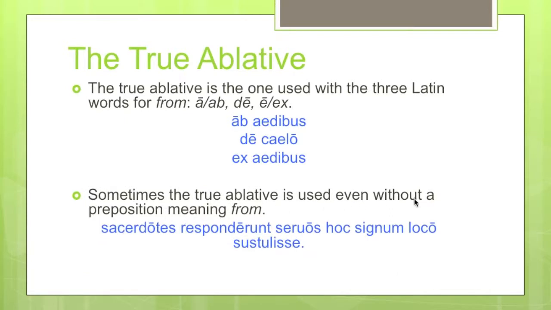Sometimes the true ablative is used even without a preposition meaning from. For instance, in this sentence, which is edited down from your reading, sacerdotes responderunt servos hoc signum loco sustulisse, the word loco is in the ablative, and even though it doesn't have a preposition, it has the meaning from, and is therefore an example of the true ablative. This sentence means, the priestesses answered the slaves to have removed this statue from the place, or as we would say in English, the priestesses responded that the slaves had removed this statue from the place. So loco on its own in the ablative means from. This is a very good example of the true ablative.